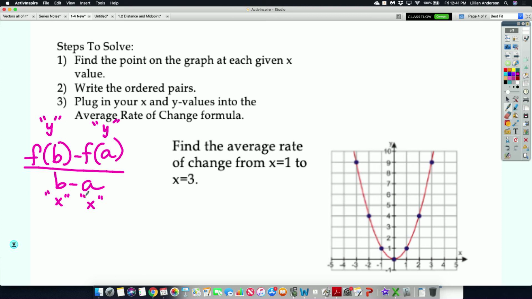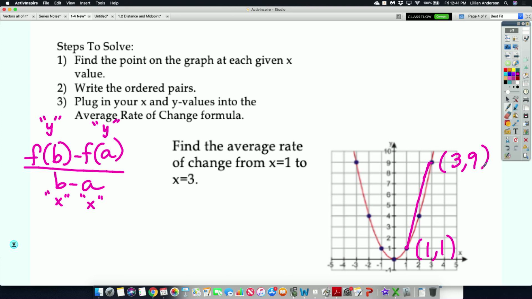Okay? So the example that we have is we are going to find our average rate of change from 1 to 3. So from the x value of 1 to the x value of 3, we're basically trying to figure out what is the average rate of change. What is basically the slope of the line that connects those 2 points. Okay? So step 1, we found them. Now we need to write the ordered pairs. This point down here is (1, 1), and this point up here is (3, 9). Now we plug in our x and y values into the average rate of change formula.